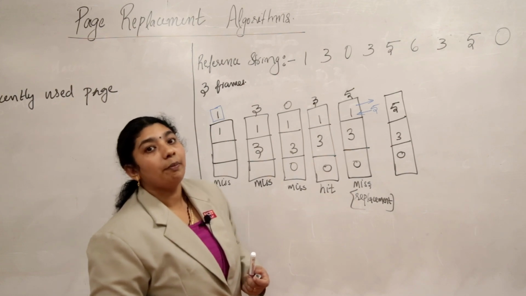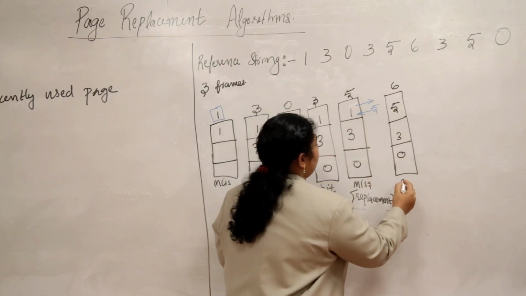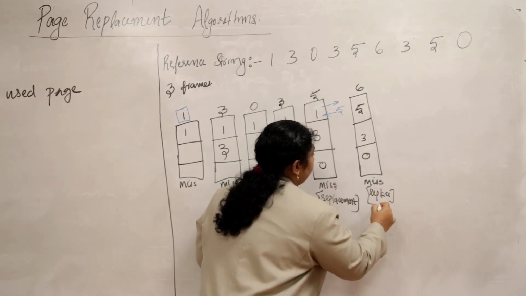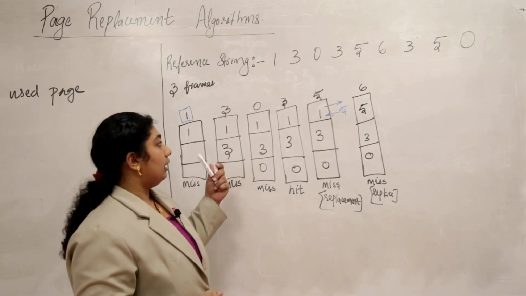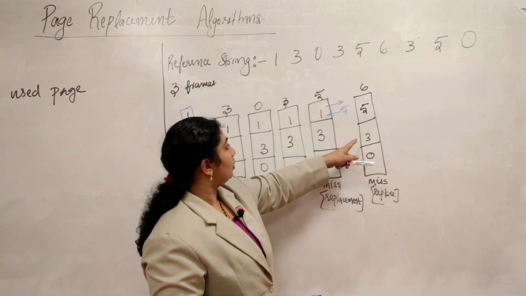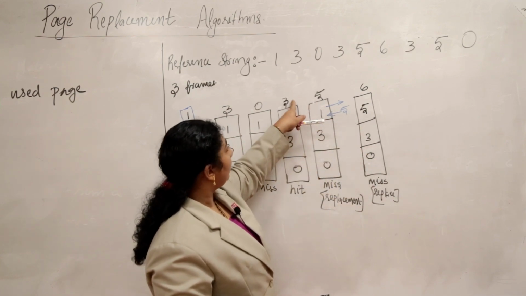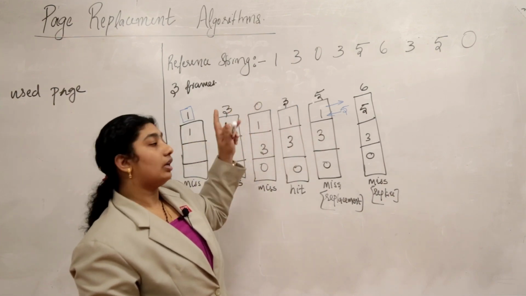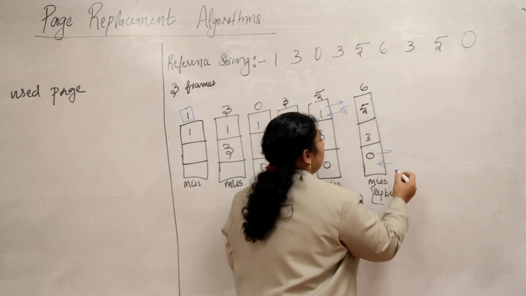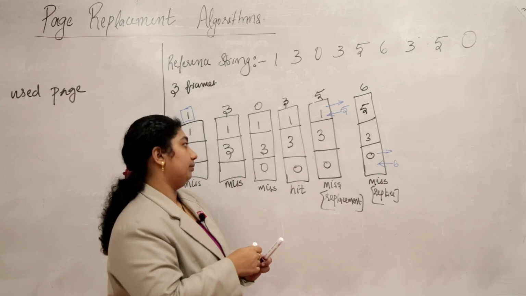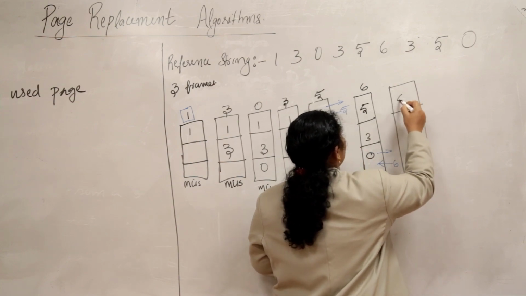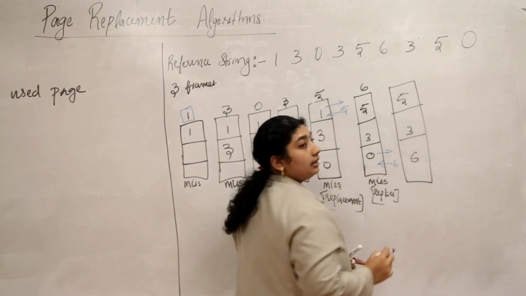The next request is for page number 6. Page number 6 is not present, so it is a miss again, and we have to go for replacement. Again, which is the least recently used page? We have 5, 3 and 0 in the physical memory. Among these 3, which is the least recently used? 5 is the most recently used, 3 is the next recently used, and 0 is the least recently used. So here 0 will be swapped out and the requested page 6 will be swapped in. Now we have 5, 3 and 6 in the physical memory.